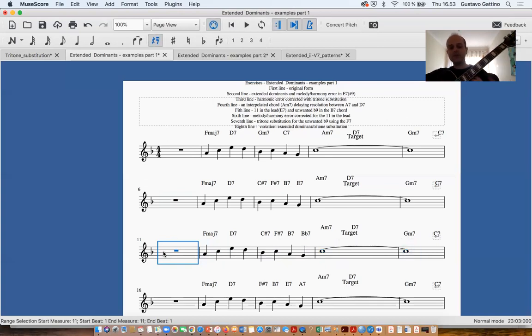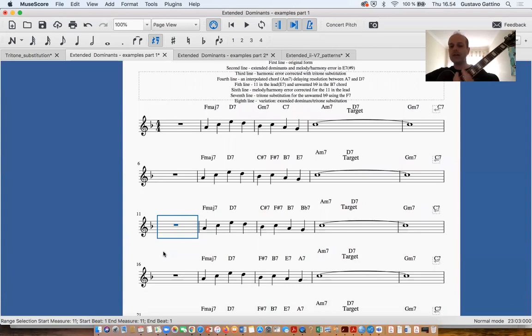So this was my solution to avoid the problem with the augmented ninth. We don't have the E with the G anymore. So the tritone substitution solved this problem, using the same kind of tension but avoiding the E note.